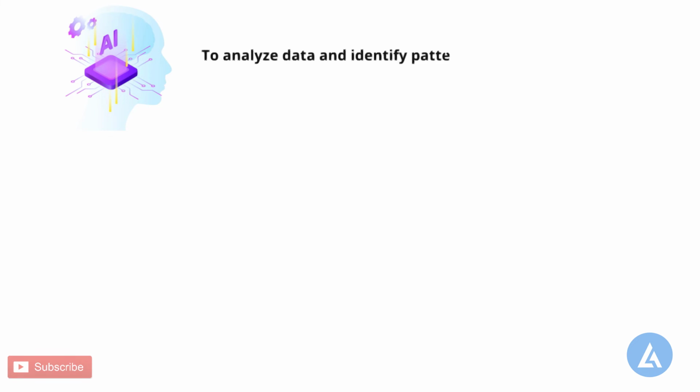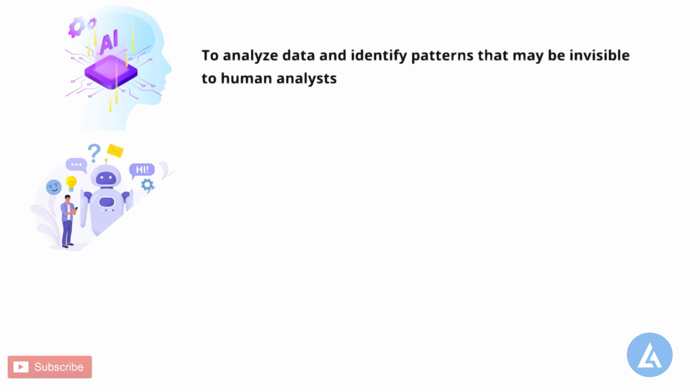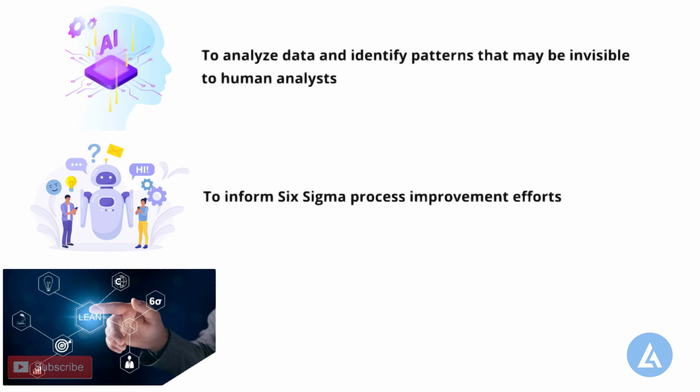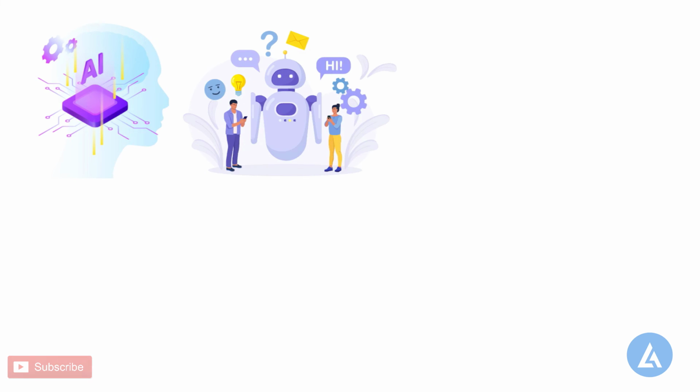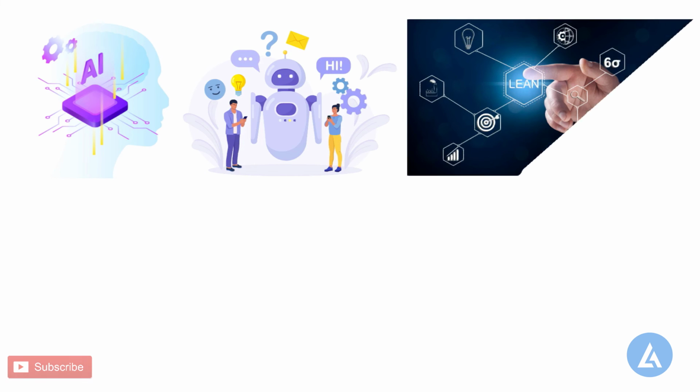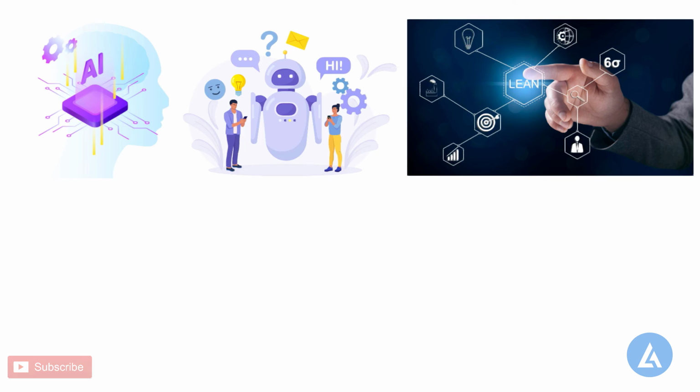Another example is that artificial intelligence can be used to analyze data and identify patterns that may be invisible to human analysts, which can then be used to inform Six Sigma process improvement efforts. Additionally, Six Sigma can be used to optimize the performance of AI models, ensuring that they produce accurate results and minimize errors. In conclusion, we can say artificial intelligence, ChatGPT, and Lean Six Sigma are all essential concepts that can be used in different ways.